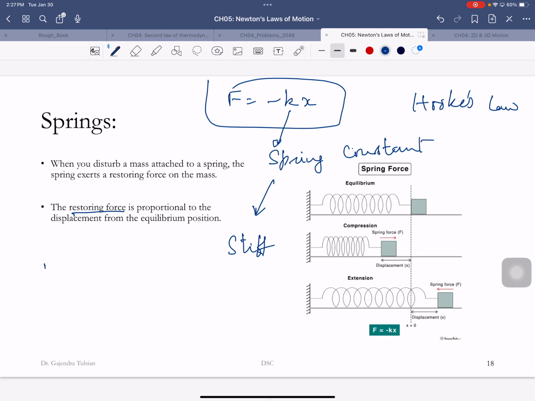So for instance, here's another example. In this case, if this is a valley and you take a marble, the gravitational force is a restoring force. If a marble is on top of a hill, the gravitational force is not a restoring force. It'll take you away from equilibrium.